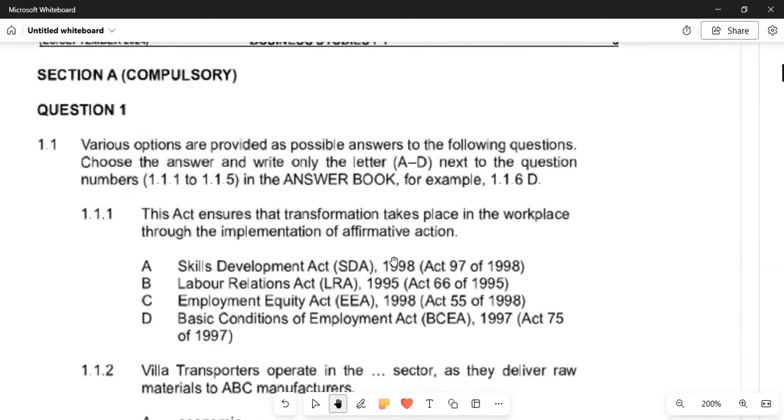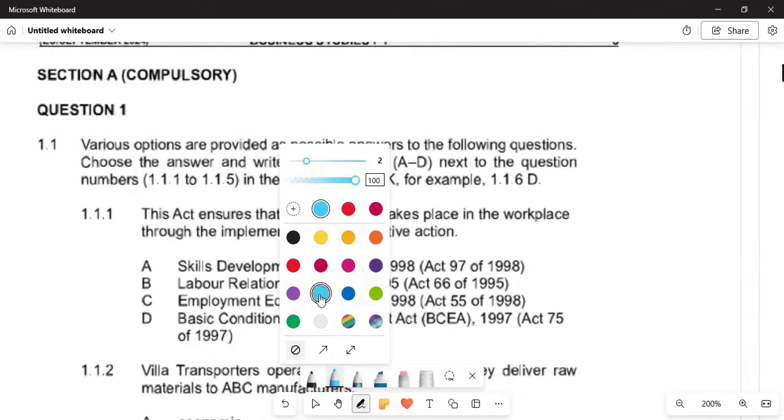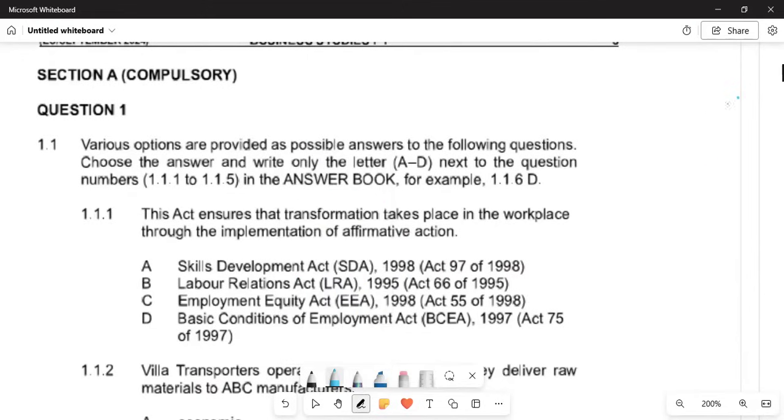As we are told in the instructions, question 1 is compulsory, so we are to answer it whether we like it or not. Now we are going to start with question 1.1. Question 1.1 reads as follows. Various options are provided as possible answers to the following questions. Choose the answer and write only the letter A to D next to the question number 1.1.1 to 1.1.5 in the answer book, for example, 1.1.6 D.